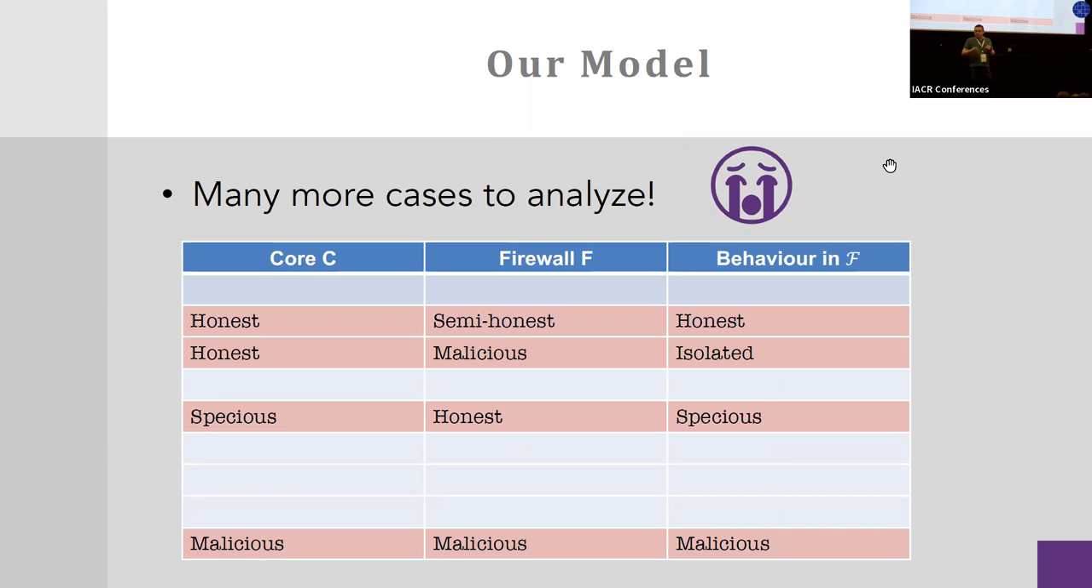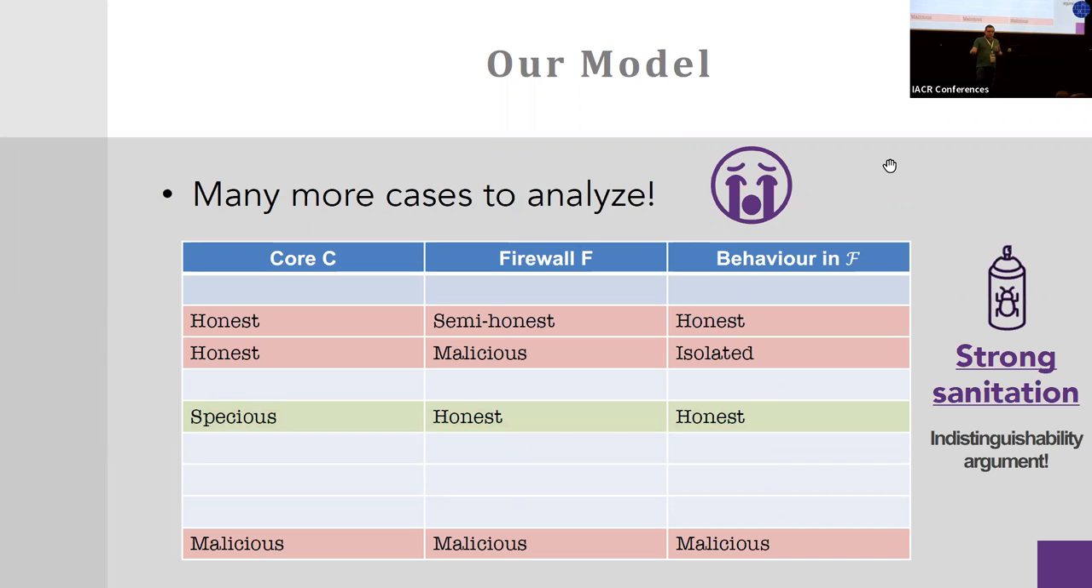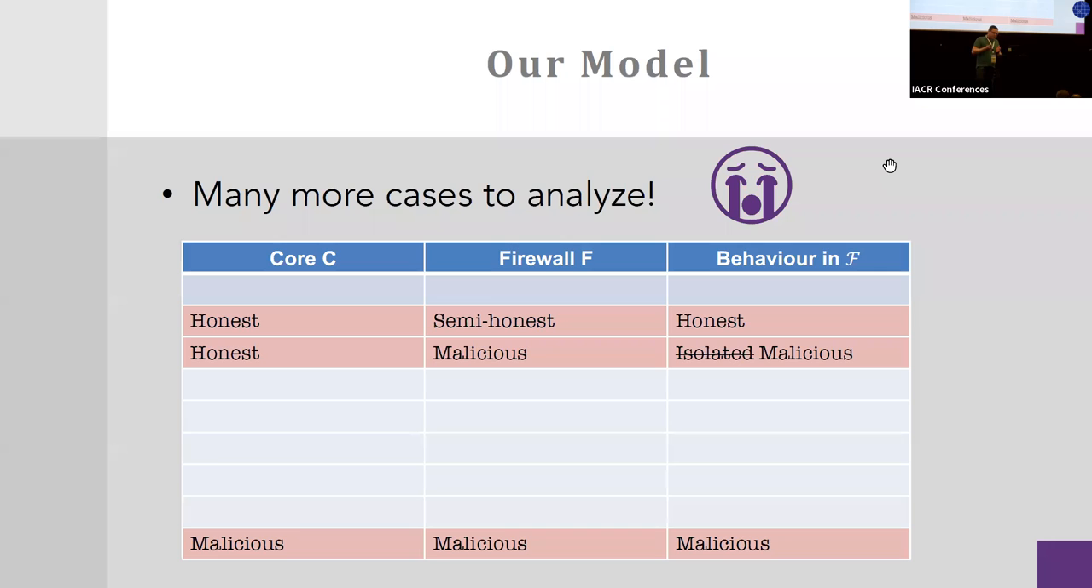So specious and honest, this is the most interesting one, right? It is the one where we want to show that if you have a specious corruption with an honest firewall, it gives us an honest party in the functionality. That's the whole point of the firewall. So we have this notion of strong sanitation. And what is very nice is that this allows us, through an indistinguishability argument, to show that an environment cannot distinguish a specious core together with an honest firewall from an honest core and an honest firewall. So you don't need to analyze this case in the simulator. That's the good news. You just prove a separate lemma on your firewall. So now we're back to these three cases.